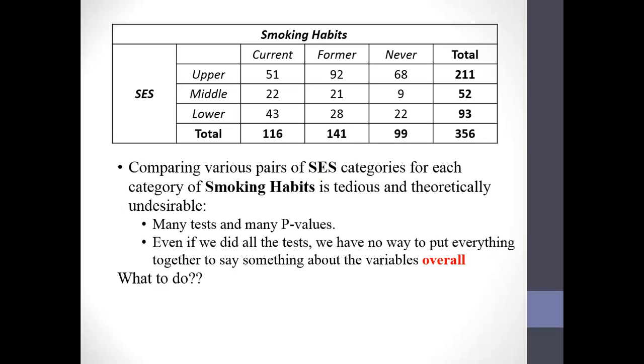So how might we do a more general comparison of these two variables? If we compared all the different pairs that we have up here, that would be tedious and too much work. You'd have lots of tests, lots of p-values. And even if you did a bunch of individual or pairwise tests, there would be no way to say something about these two variables overall. That's what we're going to look at how to do in this chapter.